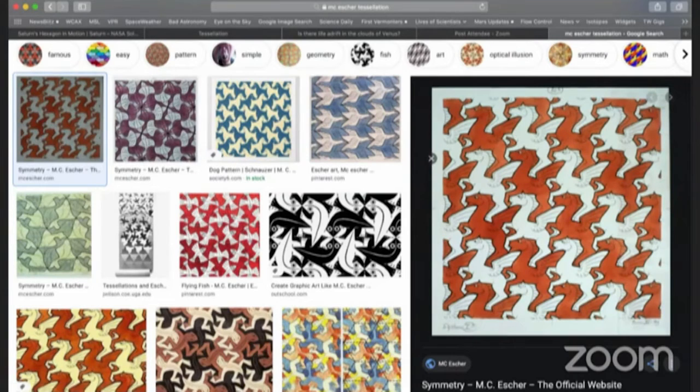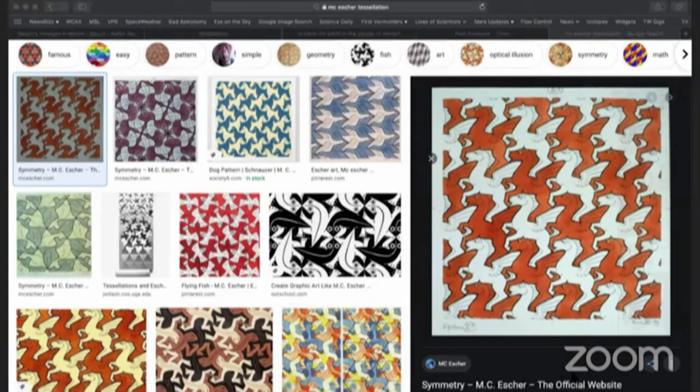Oh, that's cool. Look at all those tessellations. Wow. Look at MC Escher. Oh, these are all MC Escher. That's so cool, huh? Yes, I muted myself by accident.